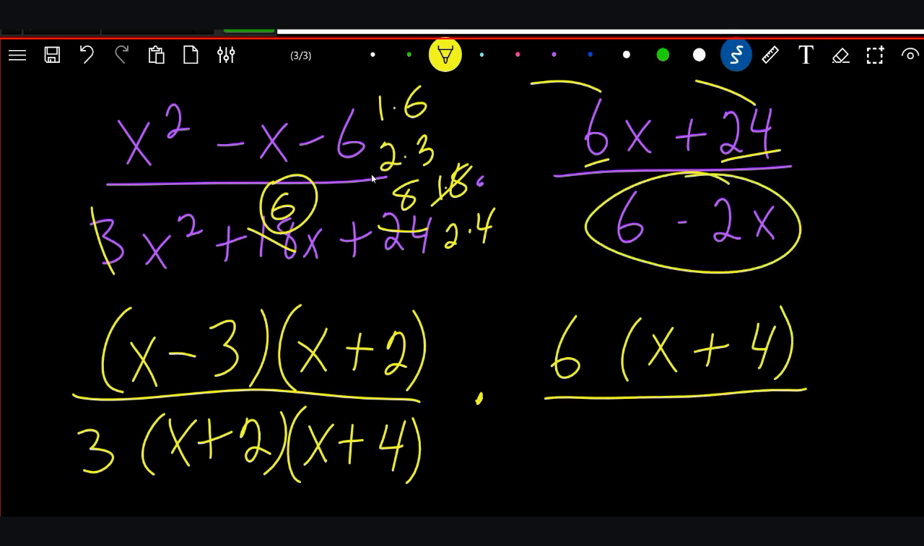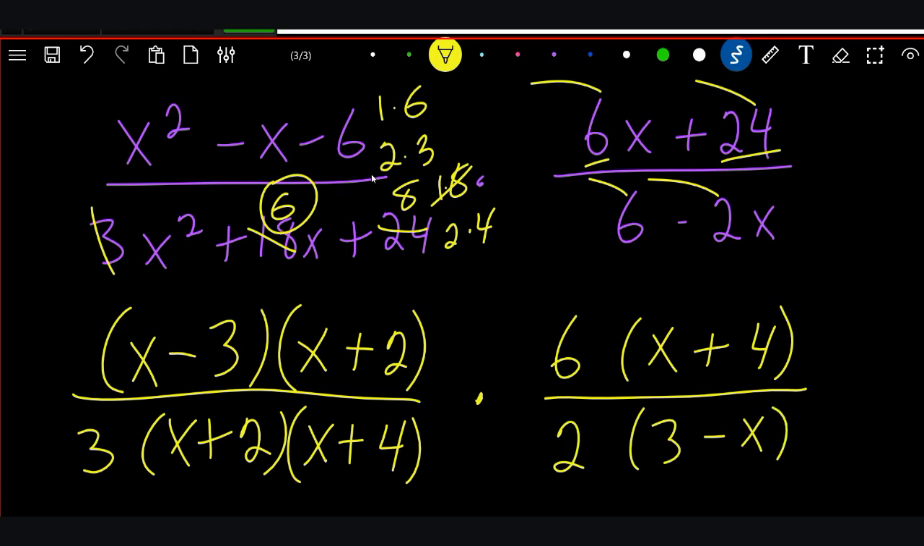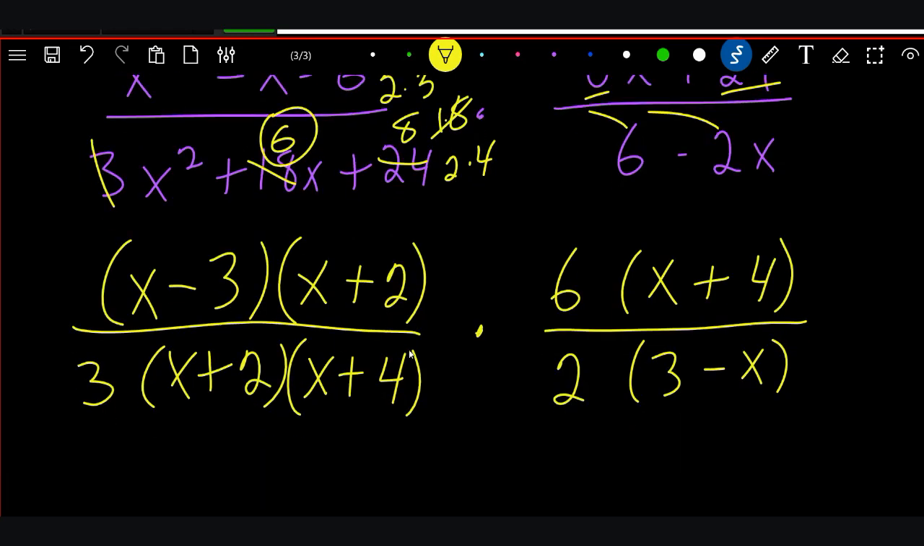Over, now we have to factor this one. What comes out of that one? The 2 comes out. So 2 comes out, and what are we left with in there? We are left with a 3 minus x. Okay. All right. Now what can we do?